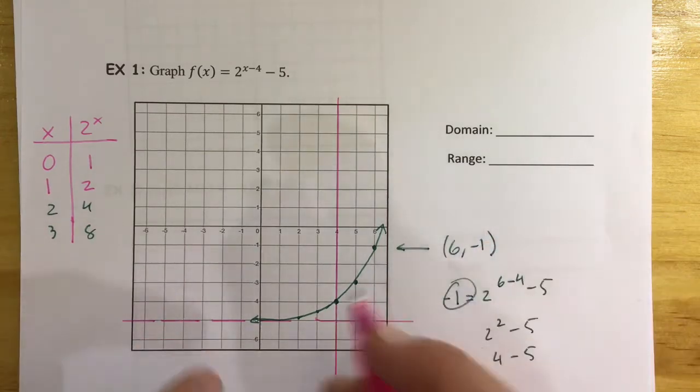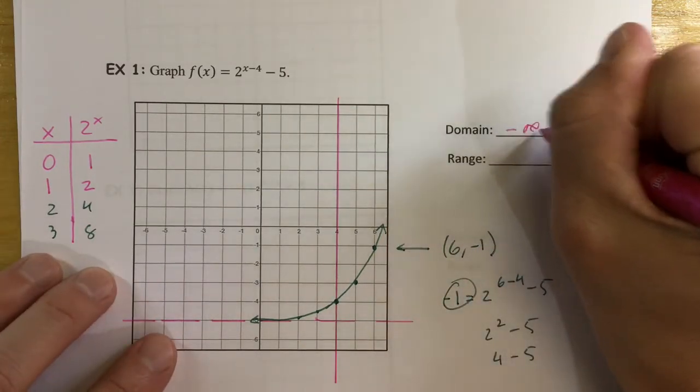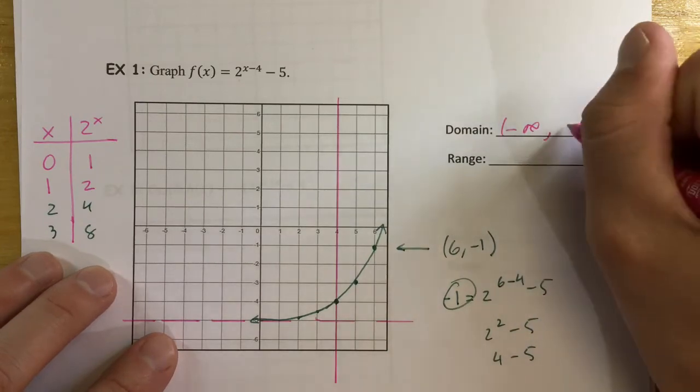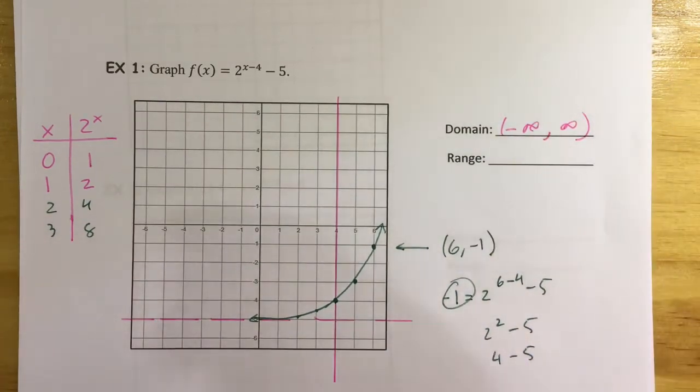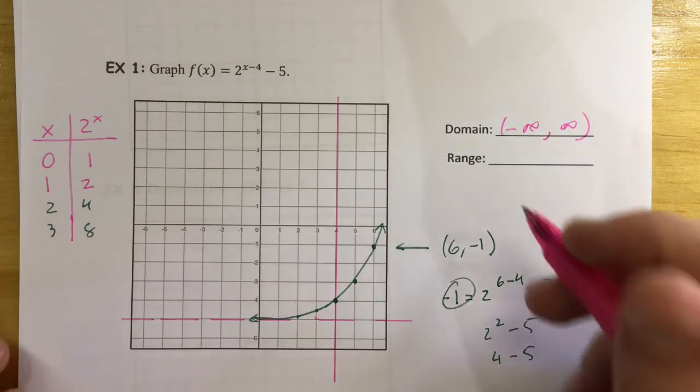All right, domain. Nothing's really changing with just some shifting over here, so you're going to get all real numbers, from -infinity to infinity. The range.